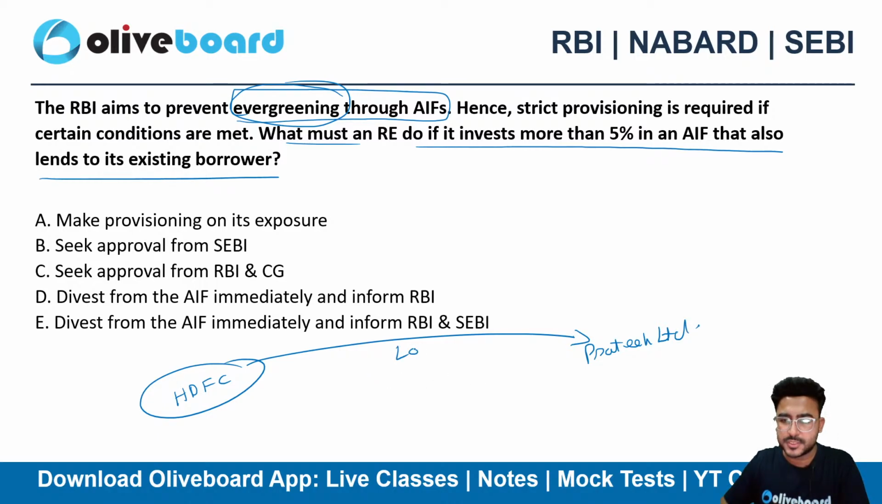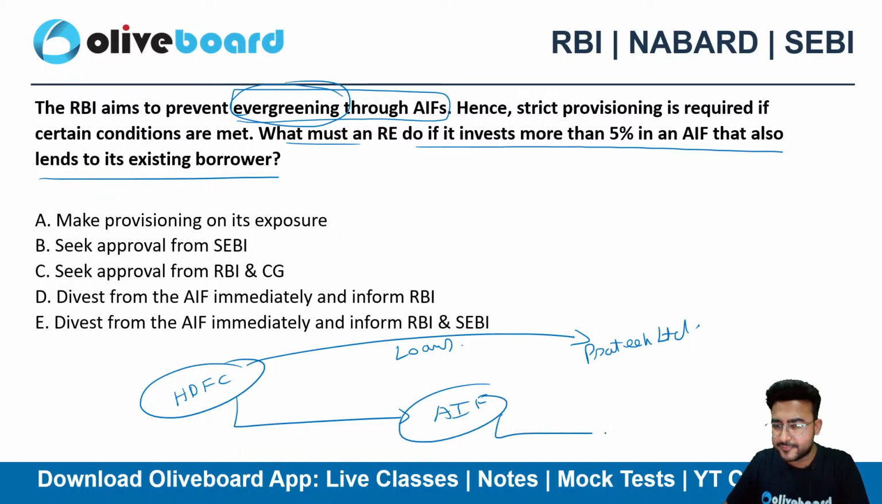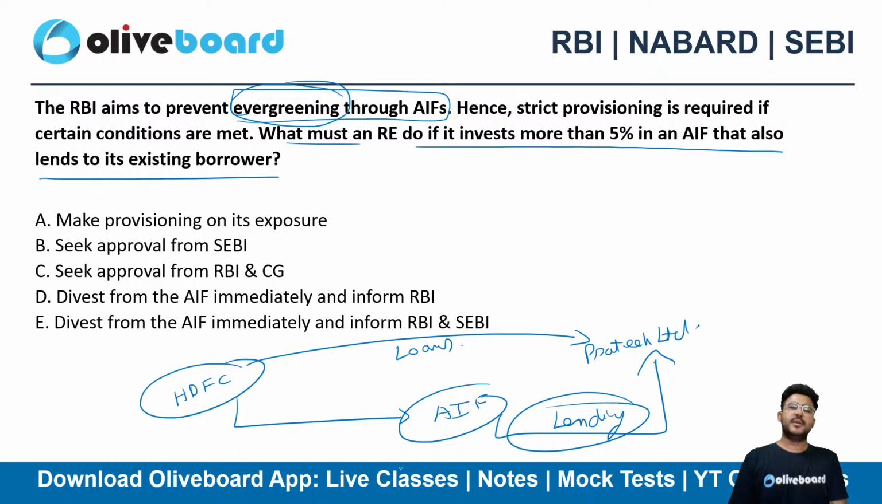They are giving loans to Prateek Limited. They have invested in an AIF. The AIF is again lending loans to Prateek Limited. Now that's a conflict of interest situation, I can say, right? Not just a conflict of interest, but yes, it can result in evergreening, right?